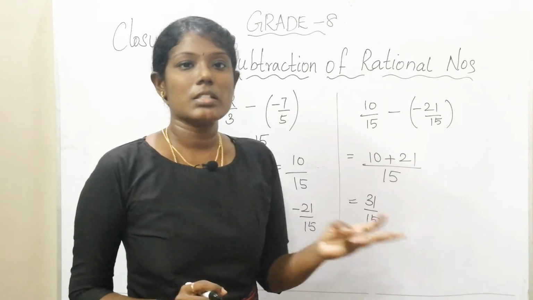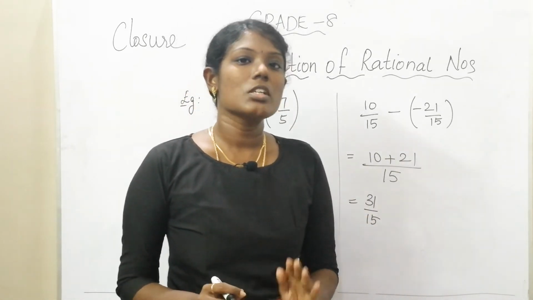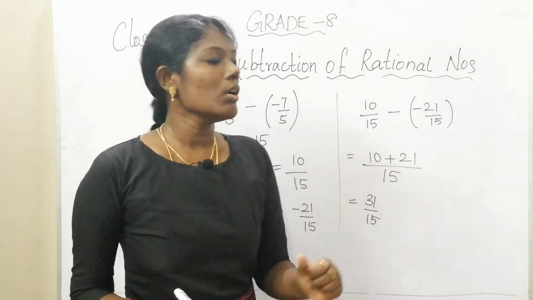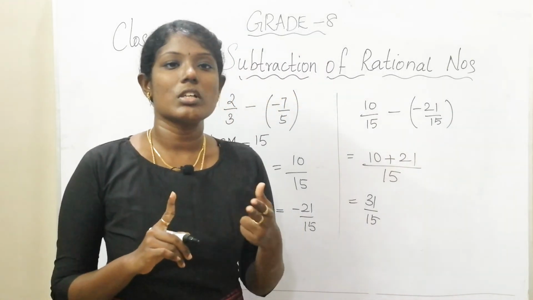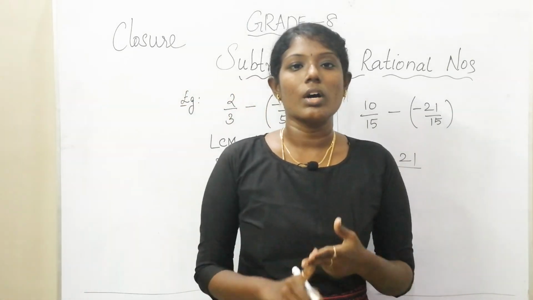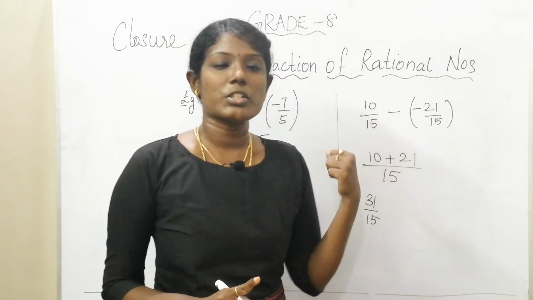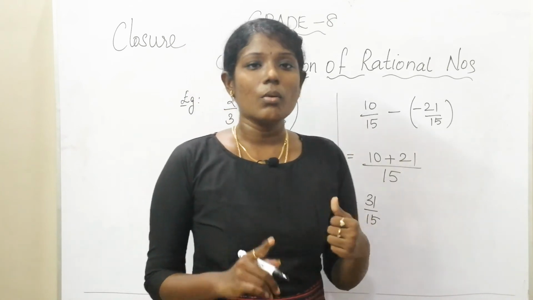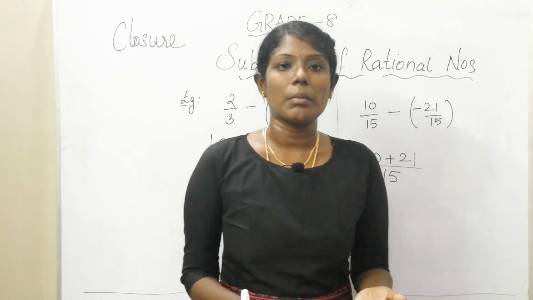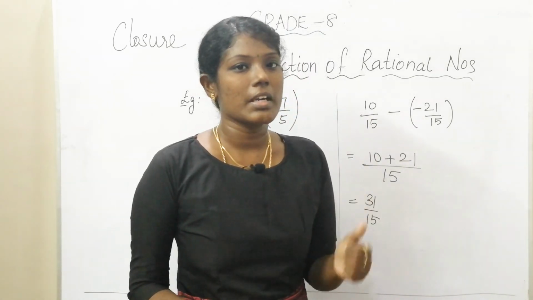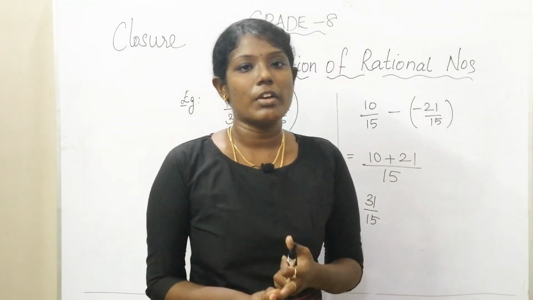Your commutative property is not here, the associative property is not there, and you don't have any identity or inverse properties. It is only the closure property, which says that when you subtract two different rational numbers, your answer is also a rational number. So in today's session we saw subtraction of rational numbers, and as I told before, you have only the closure property here. We saw how to subtract two rational numbers with the same denominator and with different denominators.